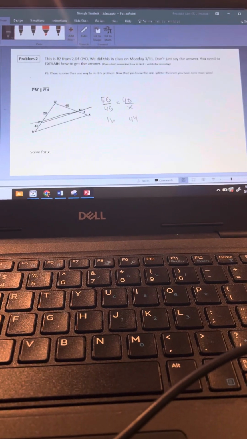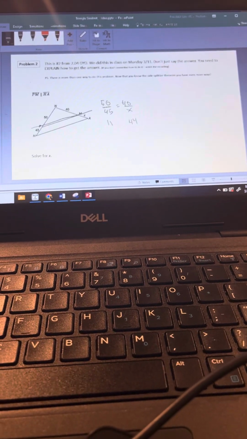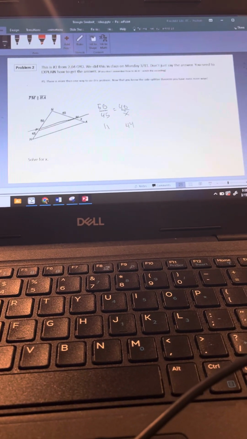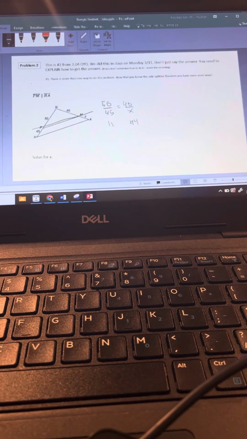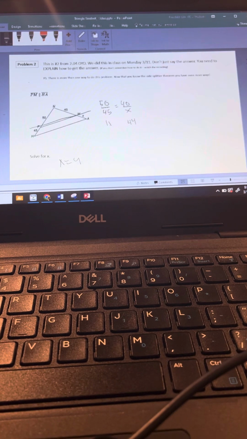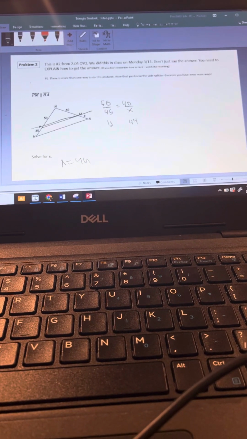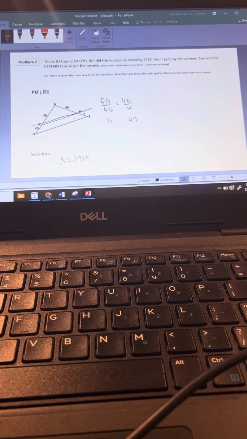and 50 divided 45 is 1.111, and then the ones just continue on. So I just rounded, and so then what you can do is you can do 40 times 1.1, and then it got 44. So x is basically 44, depending on wherever you round it to. But if you rounded it to the 10th, then it would be 44.